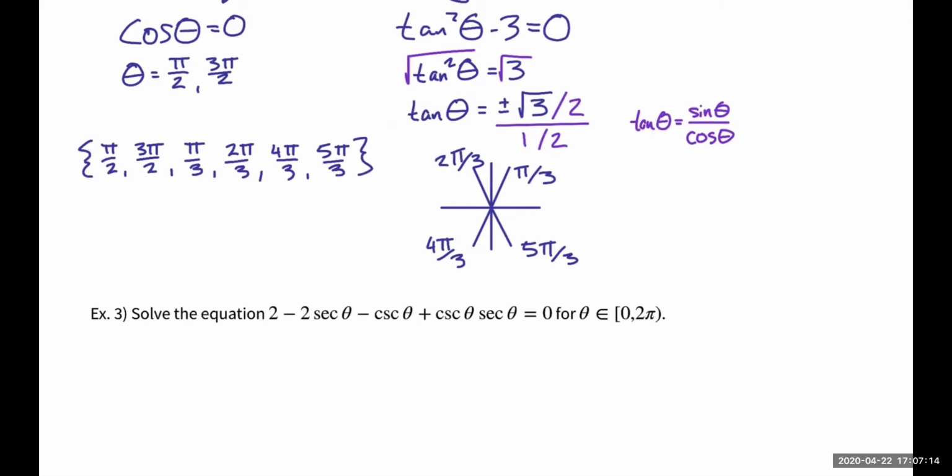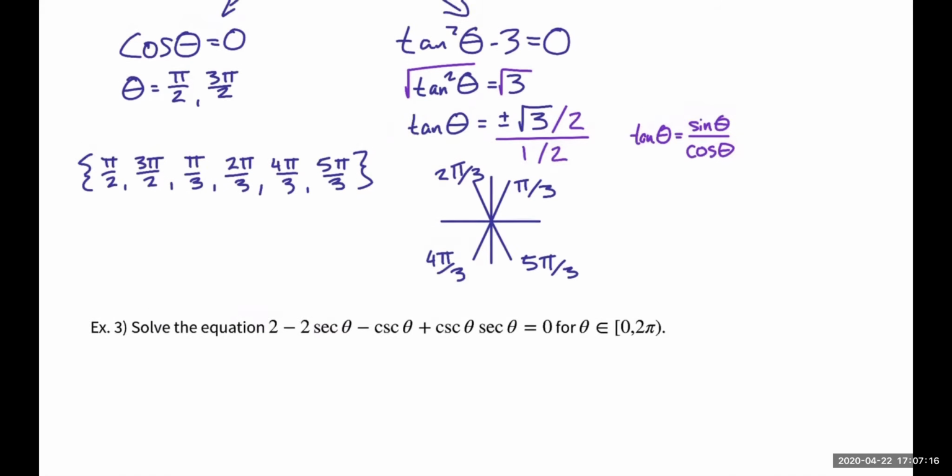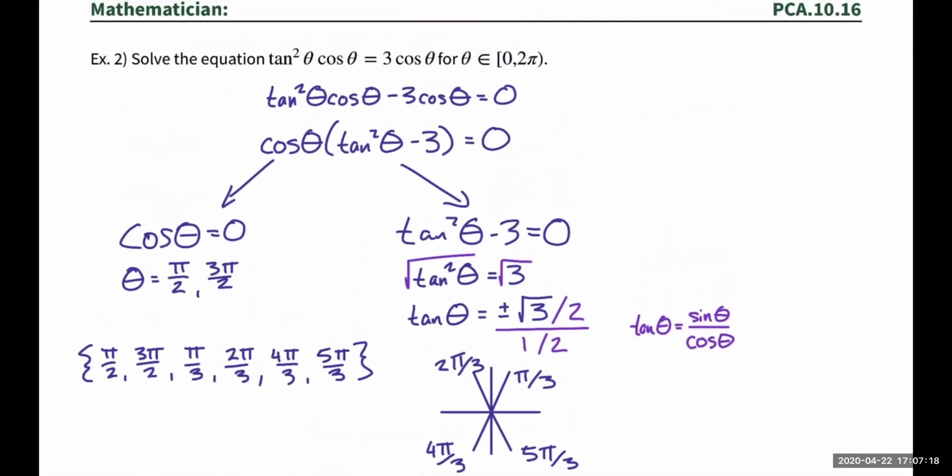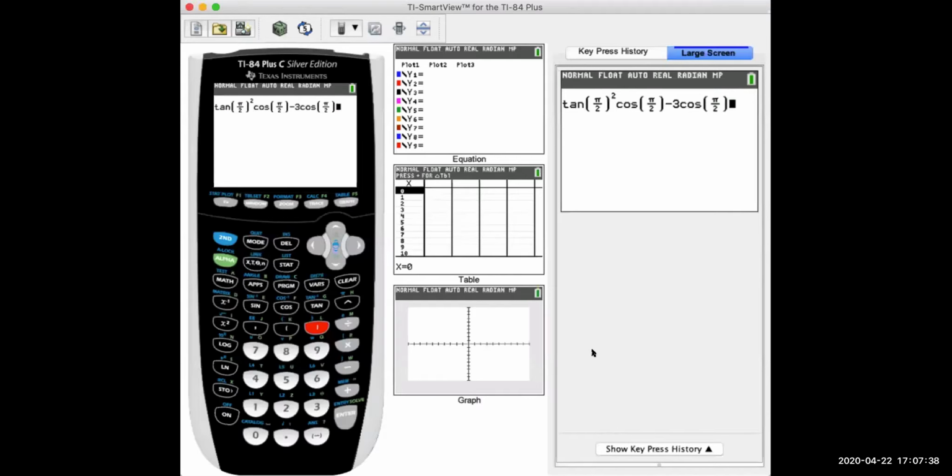But if those are our solutions, then really what that would mean is that we should be able to take these solutions, any of these, we'll just take one like pi over 2, and plug it back into one of our original versions of the equation, and we should be able to get 0. That should work out if this is really one of our solutions. So just for kicks and giggles, let's hop over to the calculator and see if that's true.